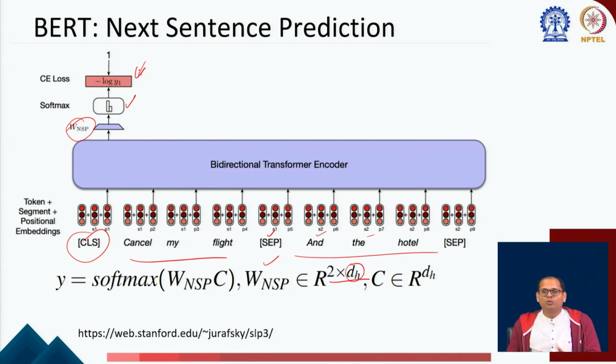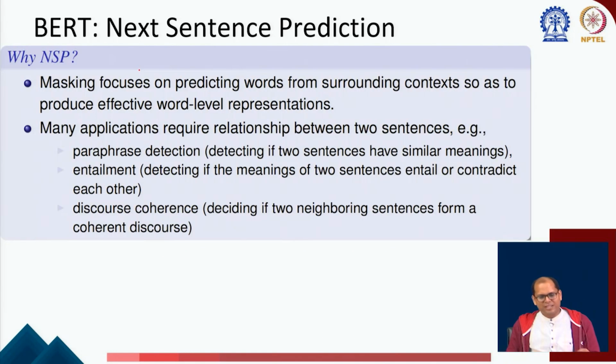So they wanted to do the task using BERT. For example, if you're simply masking words, you get good word level representation. But there are many applications that require relation between sentences, like paraphrase detection. Do these two sentences have similar meanings? Are they paraphrases of each other?